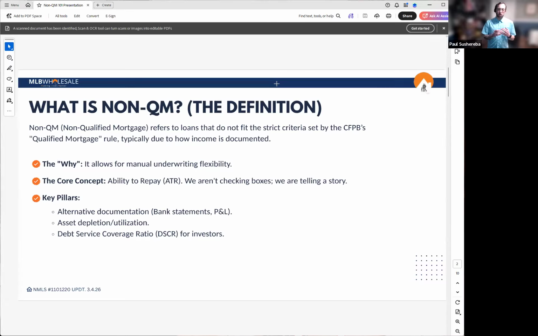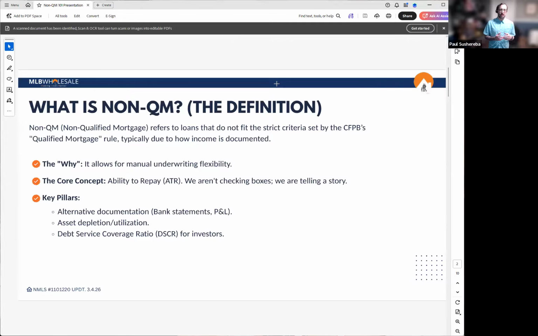Non-QM is really an alternate way to document income, right? The qualified mortgage rule gives us rules on how to document income and a borrower's ability to repay, ATR. In the non-QM space, we still need, on an income qualified loan, to satisfy ATR. We're just using more creative income calculations to do that, like bank statements, P&Ls, 1099, and other avenues.